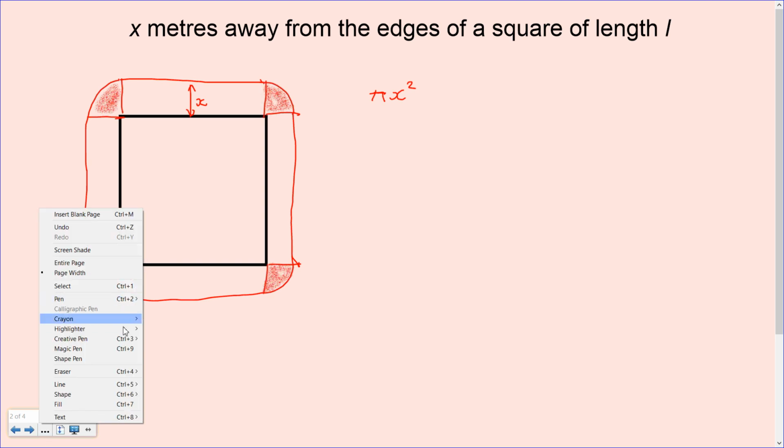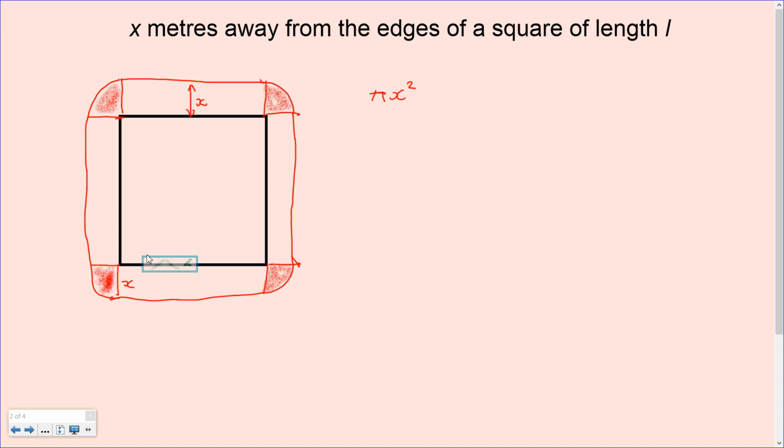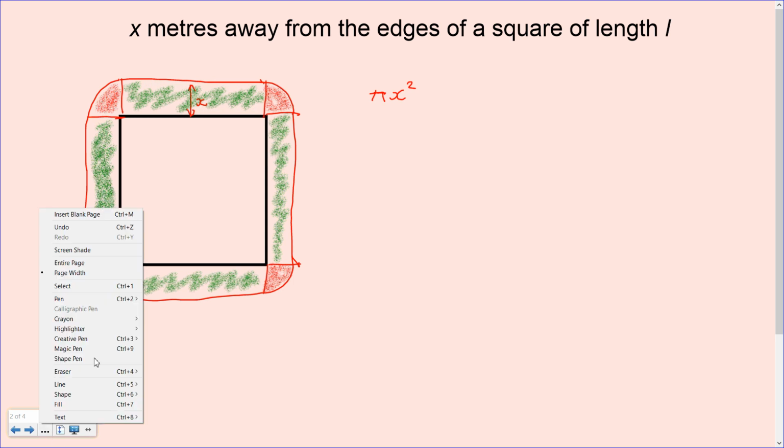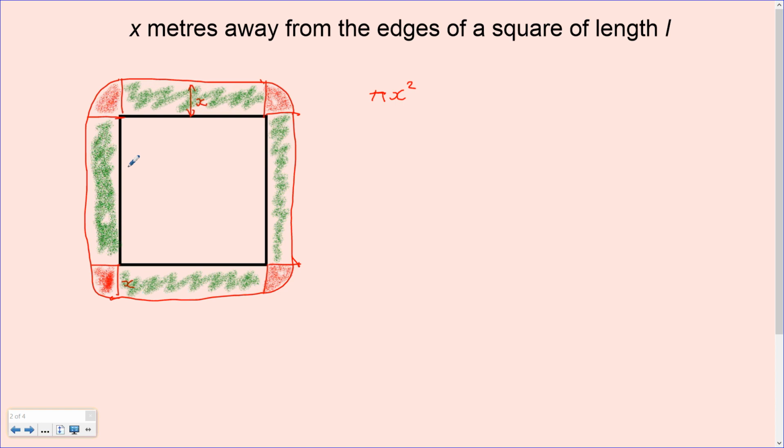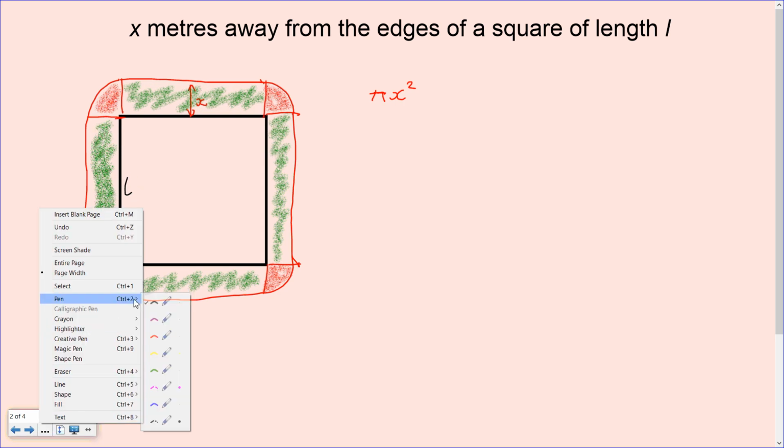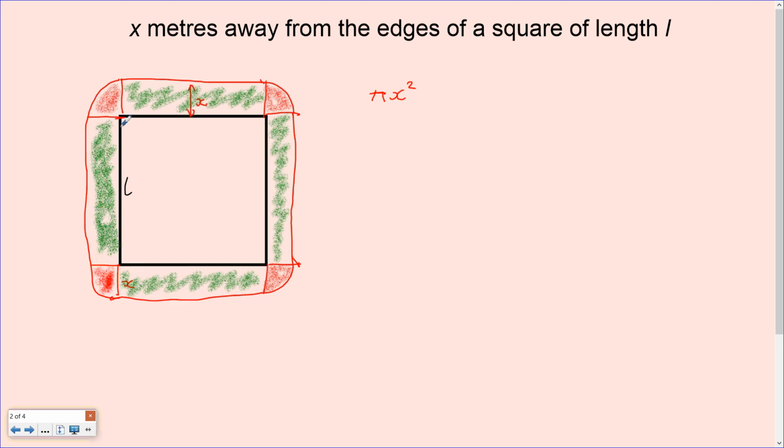Next bit is then I've got the rectangles that are formed. I'm going to colour those in green, shade them in green, work with green for these sections. Now each one of these rectangles has a width of x and a length of L, because the square has length L. So the area of each green rectangle there would be L times x, L being the length, x being the width, Lx, and there'll be 4 of them. So it'll be 4Lx. So the outside region would be 4Lx plus pi x squared.